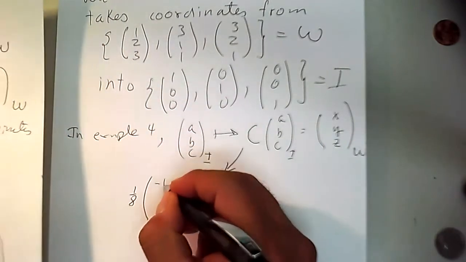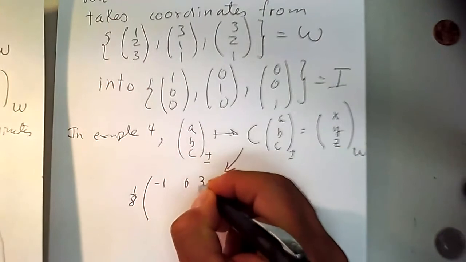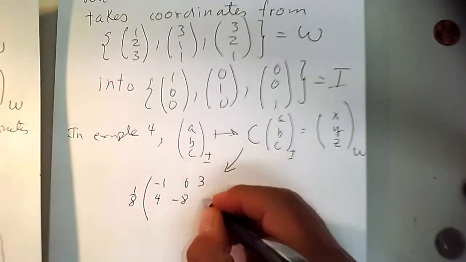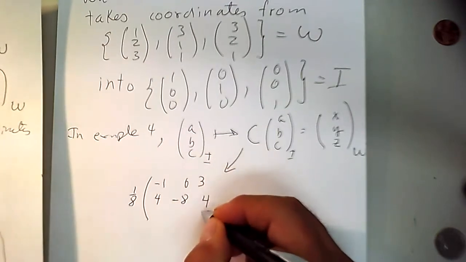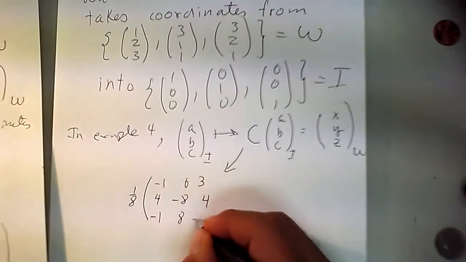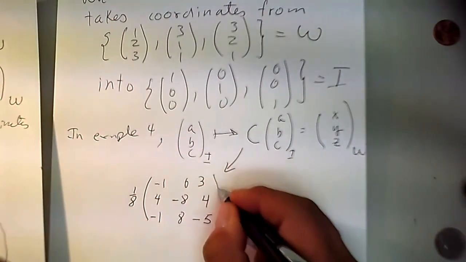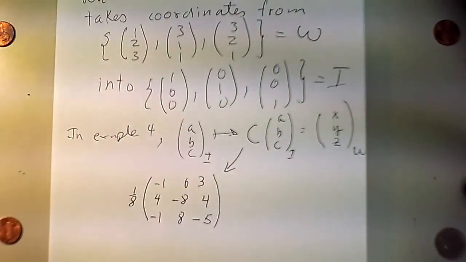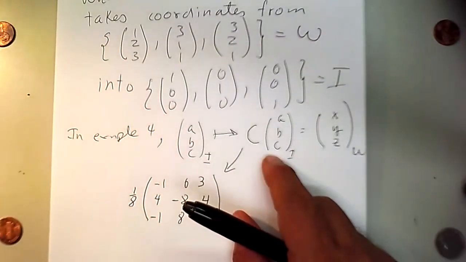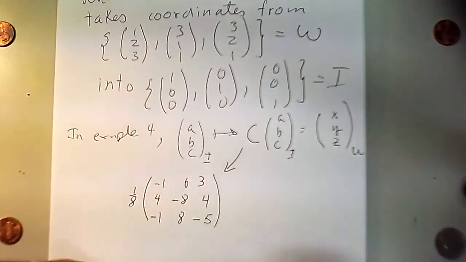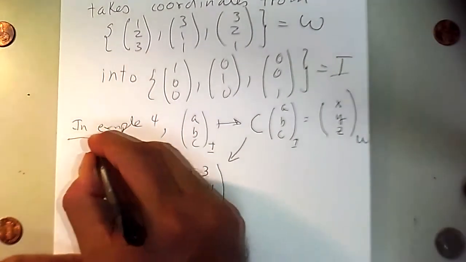So the C we found in example 4 is 1/8 of -1, 0, 3, 4, -8, 4, -1, 8, -5. So we went from standard using this matrix to get to the weird. Okay, so that is from example 4.